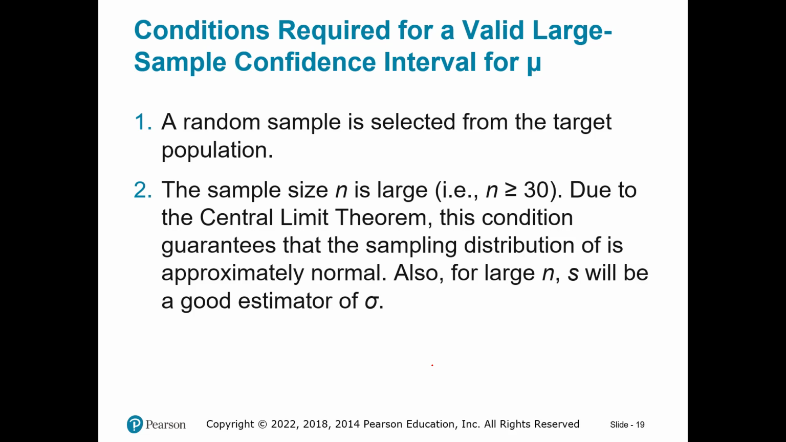So the conditions required for a valid large-sample confidence interval for the population mean: a random sample is selected from the target population, fine. The sample size n is large, that is, greater than or equal to 30. Due to the central limit theorem, this condition guarantees that the sampling distribution of x bar is approximately normal. Also, for large n, S will be a good estimator of the population standard deviation.